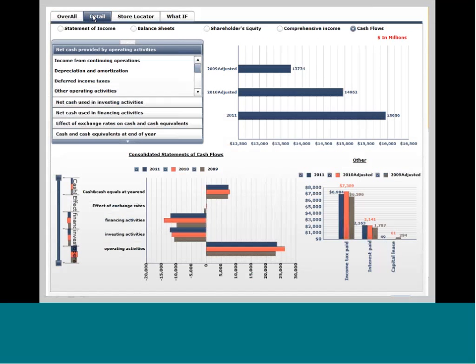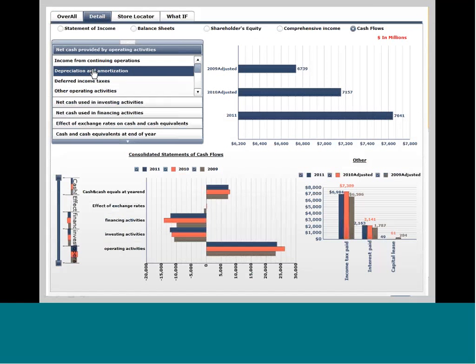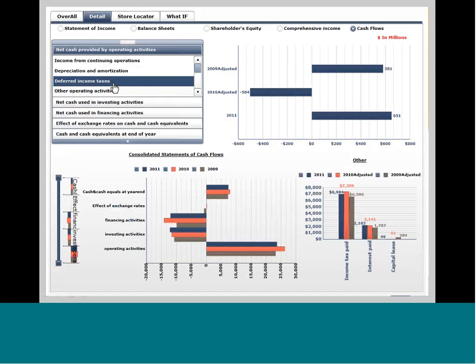You also have the ability of going into details. You can look at, for example, what is the depreciation and amortization that I have over here over a period of time. You can also look at, let us say, for example, deferred income taxes. You can look at it over periods of time.